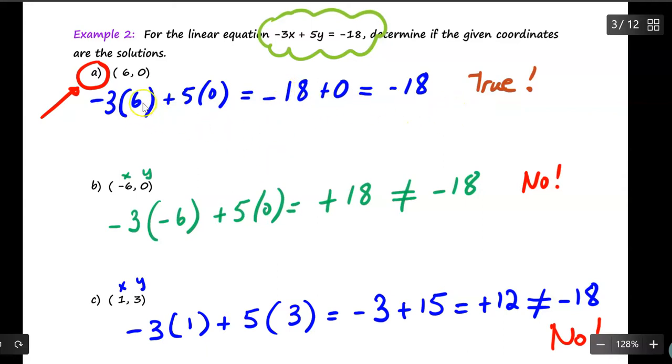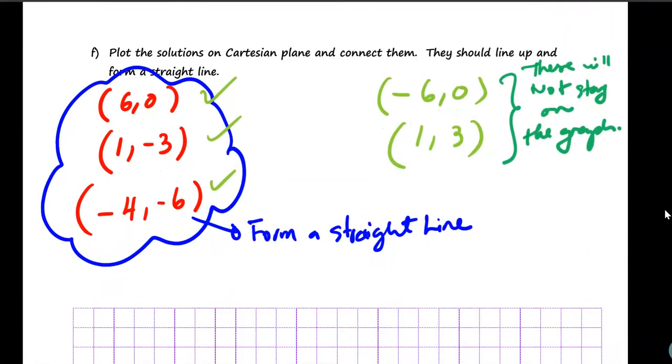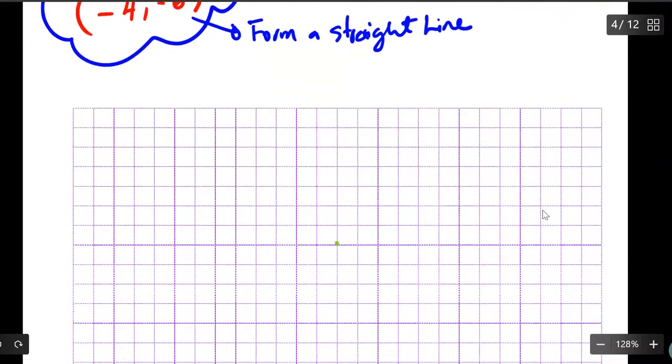So we substitute the values of x and y into the equation, and we find whether or not it's true. We found 2 points that are not true. So what we are going to do is list them for everyone to see, and I can tell you that if I plot these 3 points on the Cartesian plane and connect them, they will form a straight line. The negative 6 and 0, and 1 and 3, will not stay on the graph. So let's do that. Plot these points on this Cartesian plane.